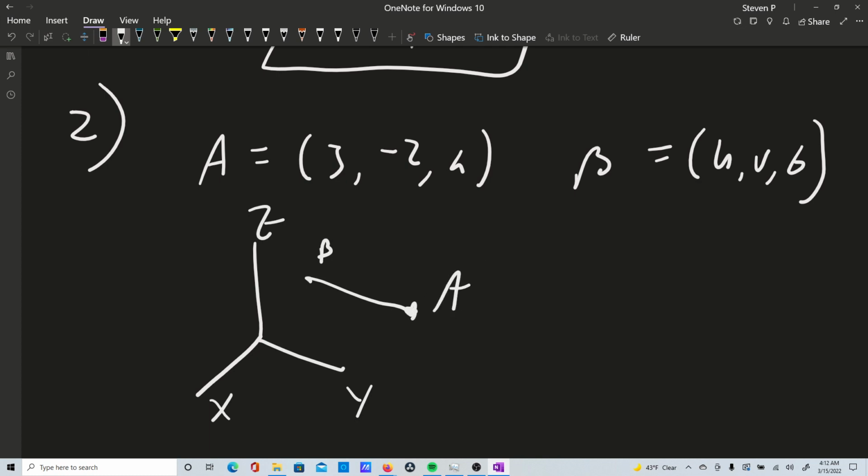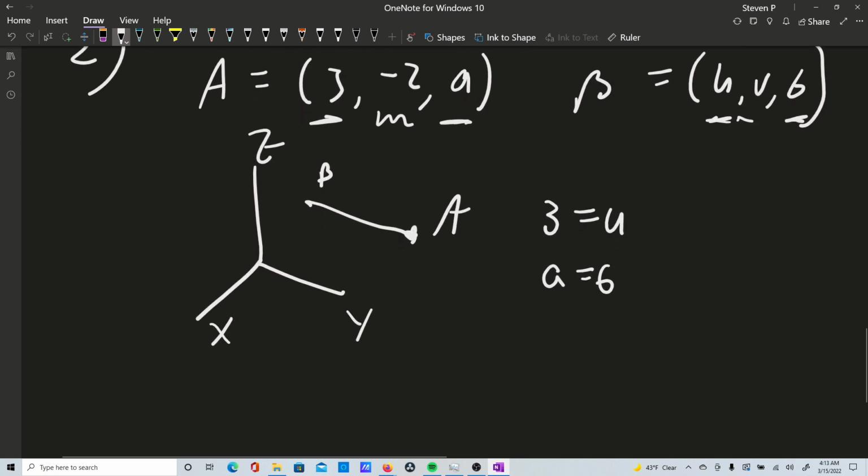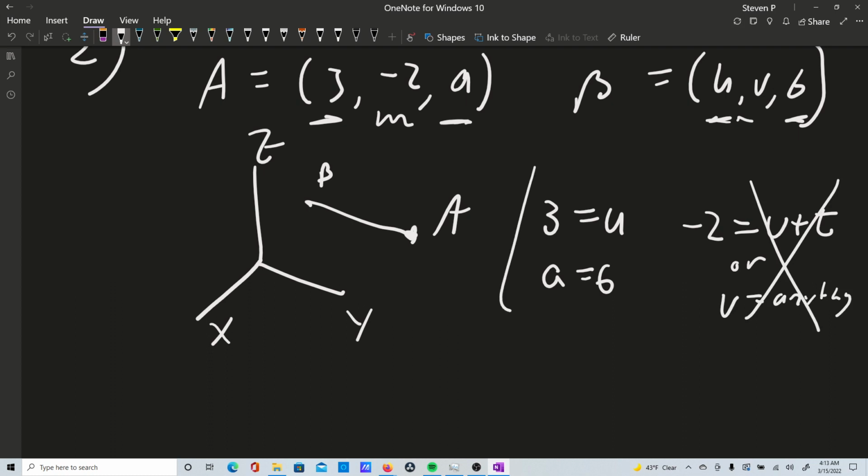What this is saying is that their x and z components are exactly the same, but that their y components can differ by anything. Right, their y components being the negative 2 and the v. So what this is saying is that 3 has got to be equal to u, a has got to be equal to 6, but then negative 2 is equal to v plus t for any value t, or how else do you want to write this? Or v is equal to anything, or just don't write it at all. Don't write it at all and just leave it as this.